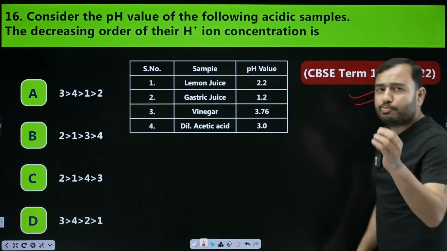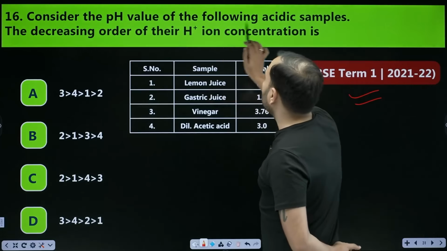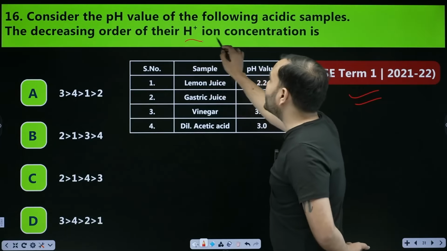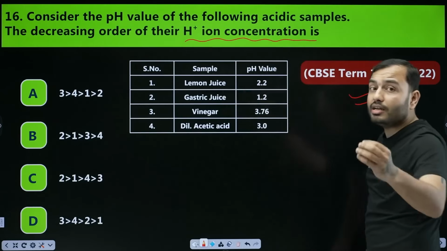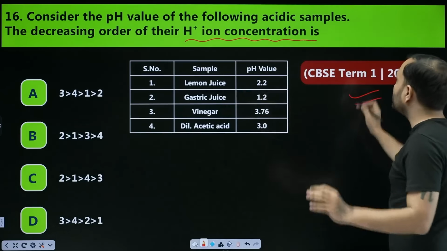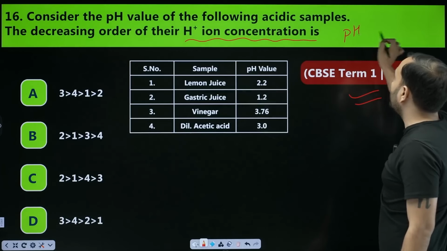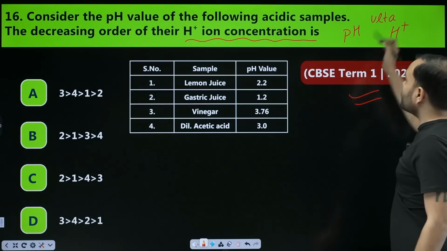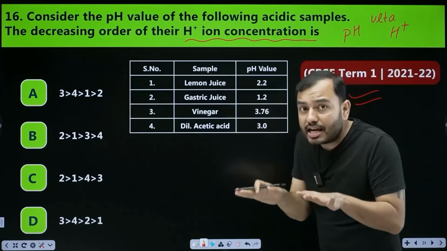CBSE term 1, 2021-2022. It's a good question. Consider the pH value of the following acidic samples. Arrange them in the decreasing order of their H plus ion concentration. Now I know one thing for a fact that the pH order and the H plus order will be opposite, because more the pH, less the H plus.